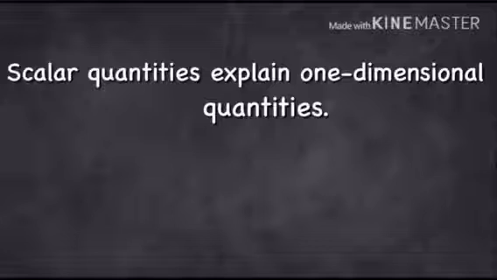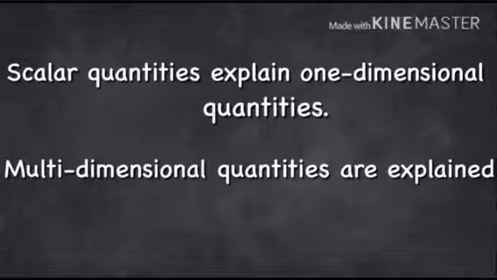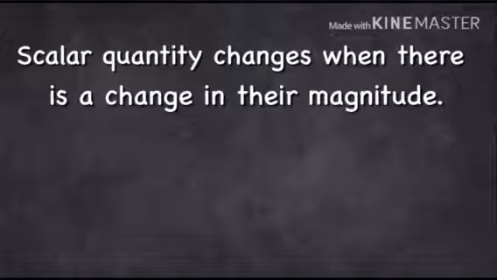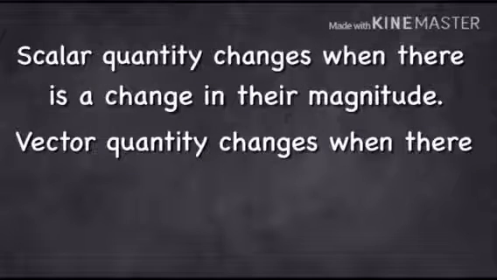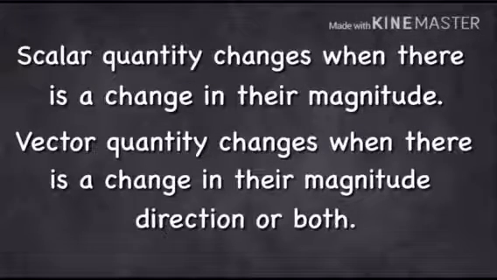Scalar quantities explain one-dimensional quantities. On the other hand, multi-dimensional quantities are explained by vector quantity. Scalar quantity changes only when there is a change in their magnitude. As against this, vector quantity changes with the change in their magnitude, direction, or both.